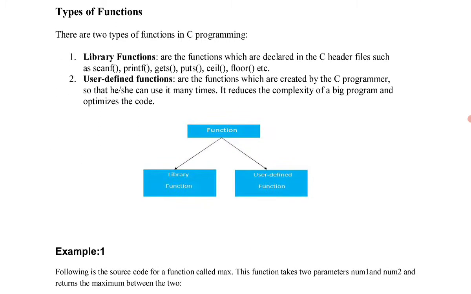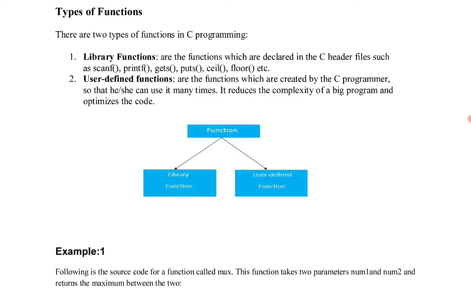What are the different types of functions in C language? There are two types of functions in C programming: library functions and user defined functions. So, there are mainly two types of functions. First one is system defined functions, and second is user defined functions.